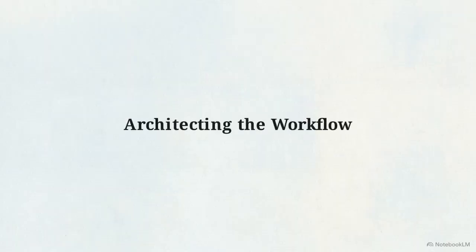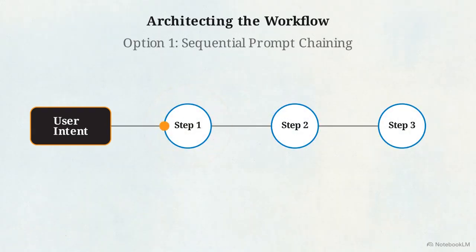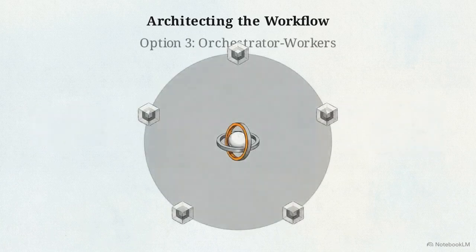This diagram shows the architecture of multi-agent reasoning. We must define how our agent structures its execution cycles. Option 1 is sequential prompt chaining. One agent finishes its output, feeding directly into the next agent. Option 2 is parallelization. You use this for speed. The workflow is sectioned out so multiple agents analyze different data simultaneously.